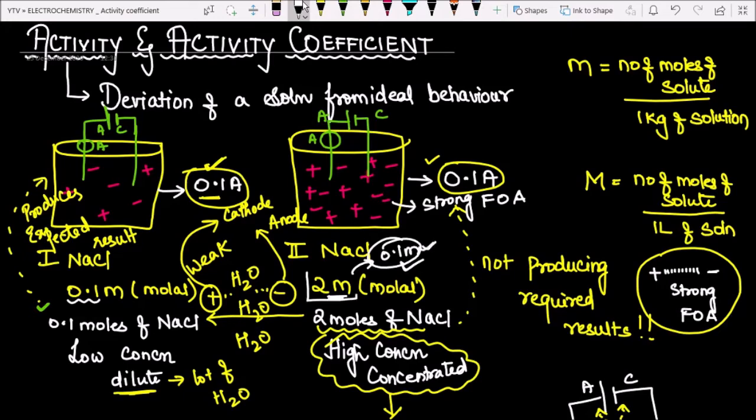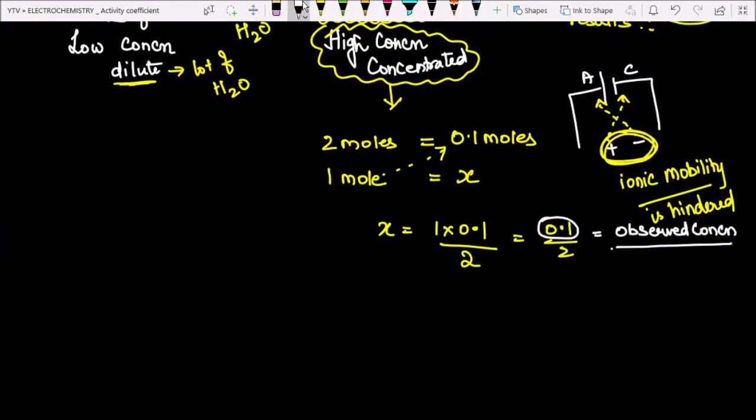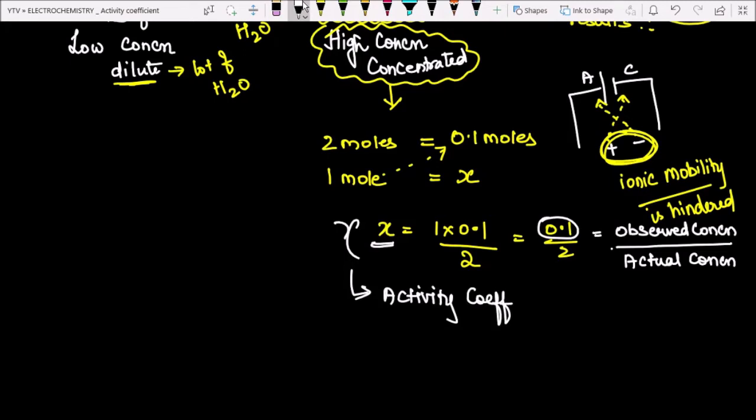But what is my actual concentration? My actual concentration is 2 molar, right? So the 2 I can write as the actual concentration. Now when I divide it, I'm going to get a value of 0.1 by 2. This x I'll call gamma. This is called the activity coefficient. Basically this value, 0.1 by 2. Now 0.1 is basically the observed concentration. The observed concentration is written in terms of A. That is the observed concentration, that is activity.